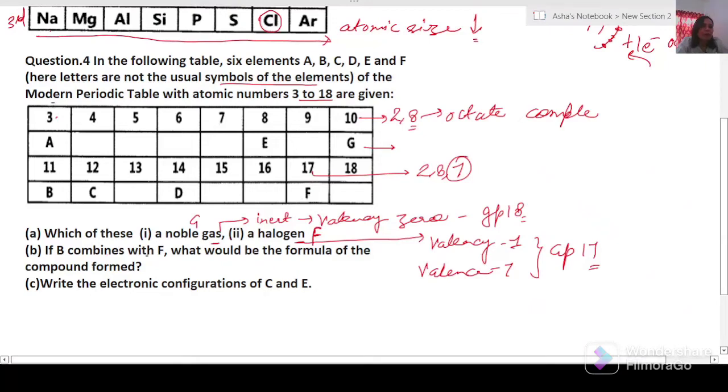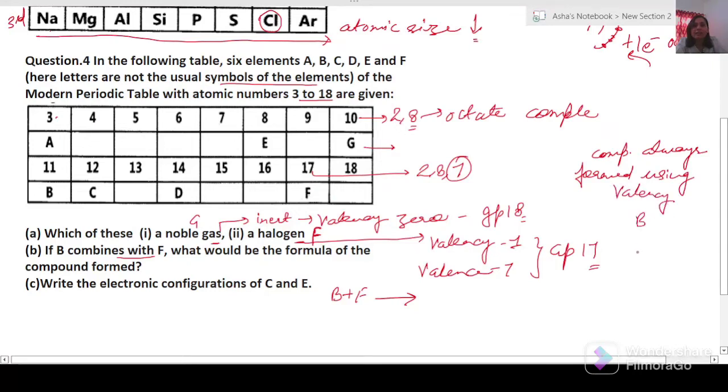Next, if B combines with F, what would be the formula of the compound formed? Now, as you know, compounds are always formed using valency. So you will have to identify their valency first. B and F valency you will have to identify. Now see, where is B? This is B here. The atomic number of B is 11.